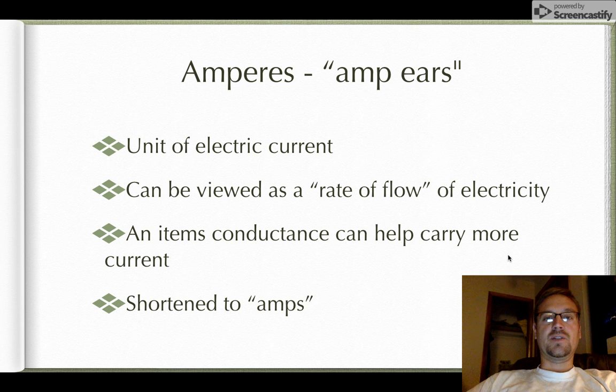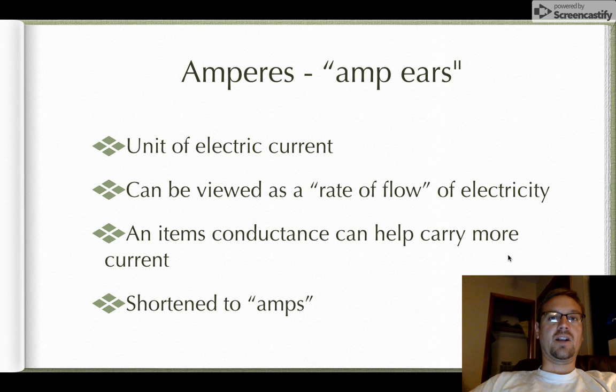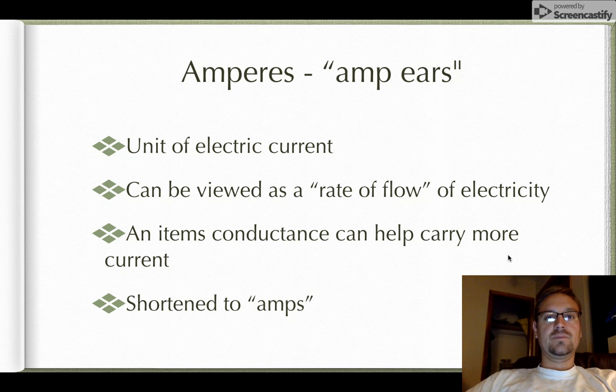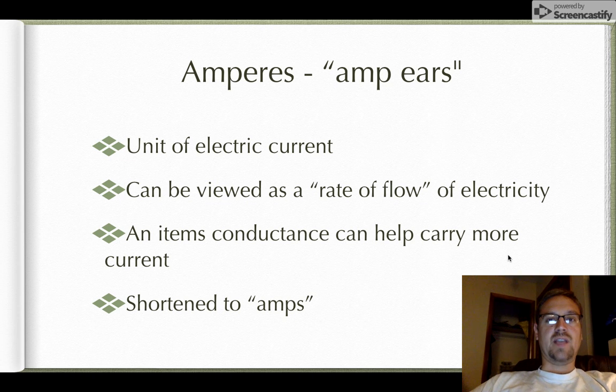Amperes is a unit of electrical current. It's the rate of flow of electricity. An item that conducts electrons well has a higher ability to carry current. So conductance is related to amperage. And we usually just call these amps.